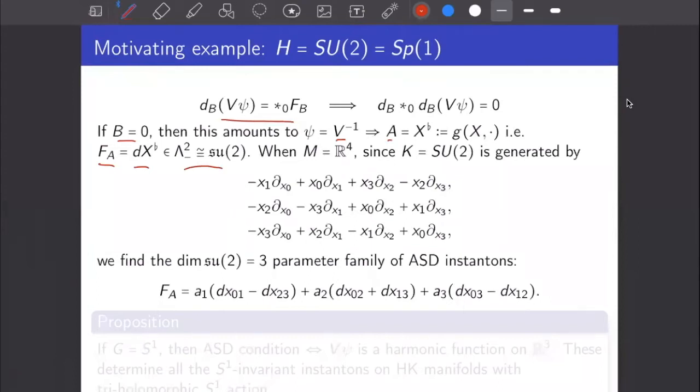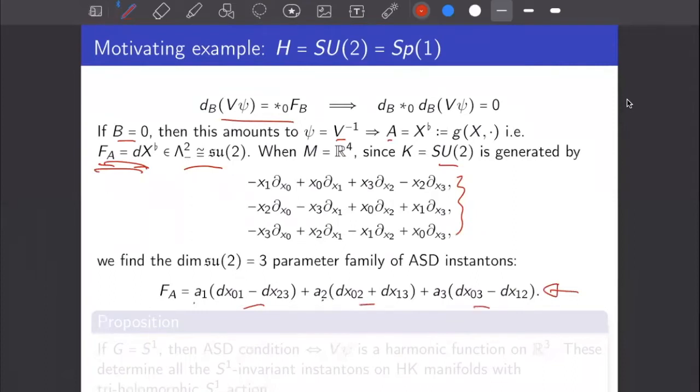So, for instance, for a hyperkähler 4 manifold, the group preserving the hyperkähler structure is, of course, SU2. This is generated by multiplication by the imaginary quaternions i, j, k. And here's a coordinate expression for the Killing vector field. There are 3 of them, so there's a 3-parameter family of ASD instantons that we can generate from this expression. And these are indeed the usual anti-self-dual 2-forms that you will get on R4.